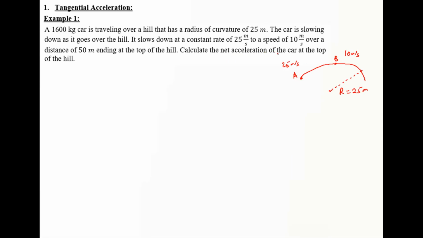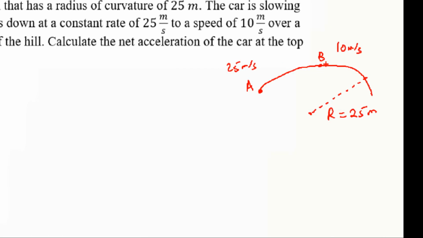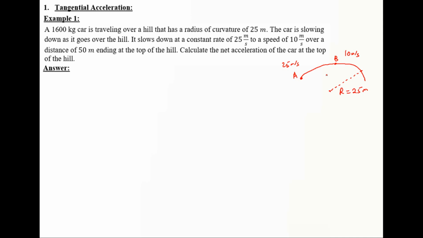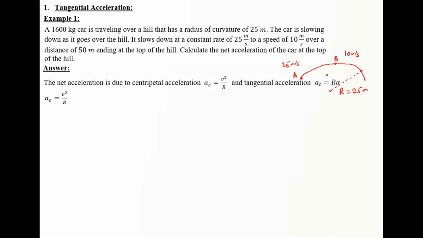We need to calculate the net acceleration of the car at the top of the hill, which is at the point B. The net acceleration at the point B would be due to two components, the centripetal acceleration and the tangential acceleration. The centripetal acceleration a_C is v squared over r, and the tangential acceleration a_T is r alpha. For a_C, which speed are we going to use, 25 or 10? Since we are asked to determine the net acceleration at the point B, which is the top of the hill, we're going to use the speed 10. Then 10 squared divided by 25, so the centripetal acceleration is 4 meters per second squared at the top of the hill.